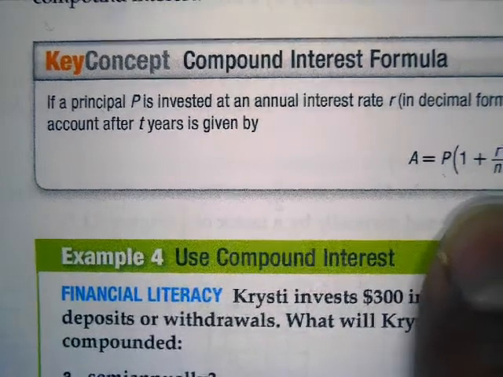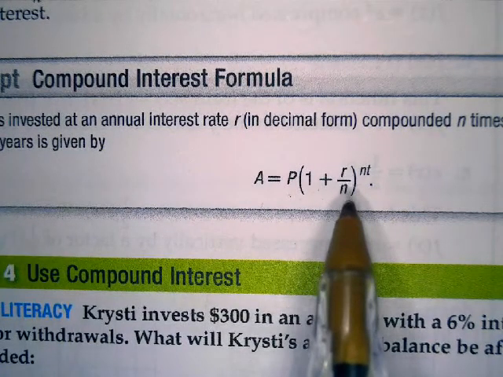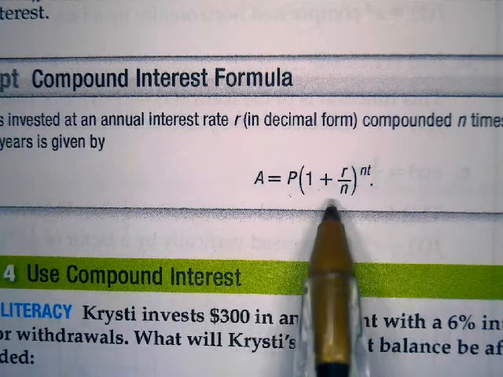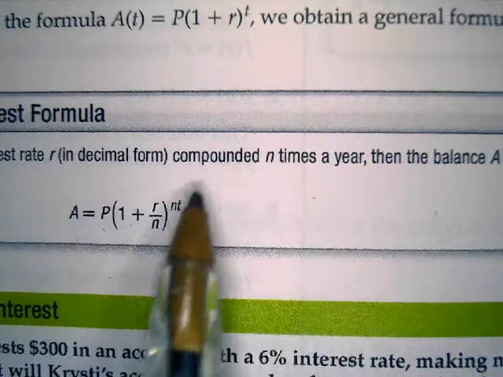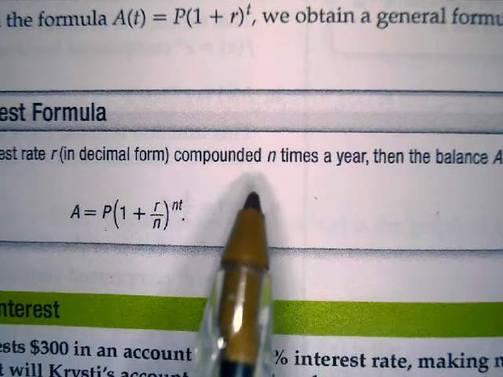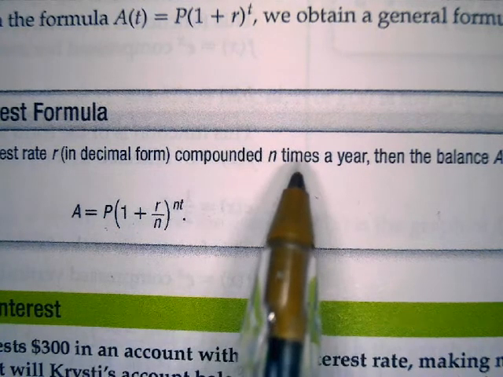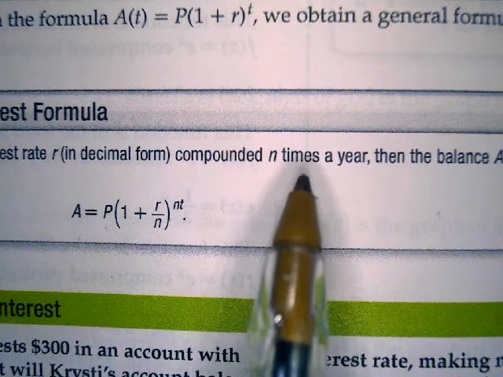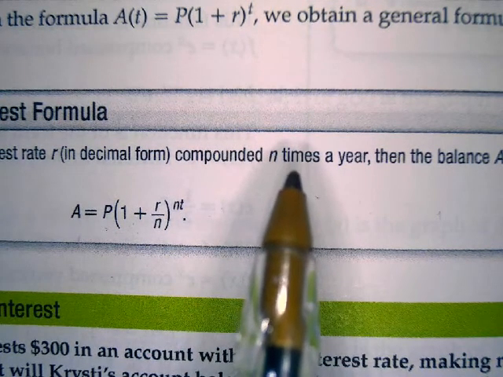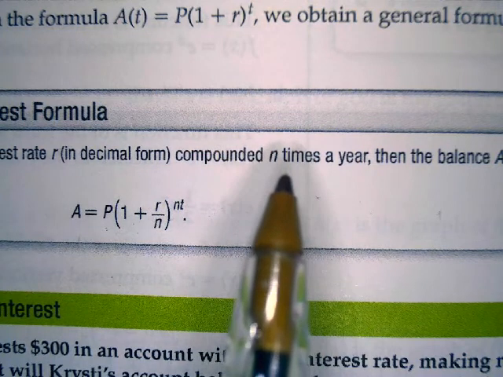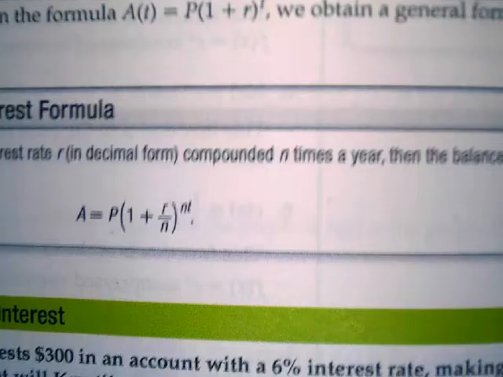Okay, so let me talk about and just discuss the N part. Now what does it say here? It says N stands for the number of times it is compounded, N times a year. How many number of times am I going to compound this? How many times is it going to be compounded? So sometimes they'll only compound the account once a year. So if it's only once a year, then your N is equal to 1.